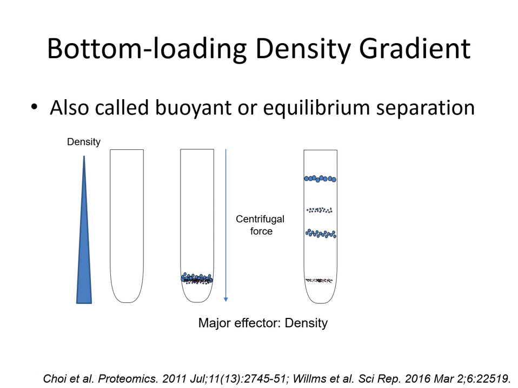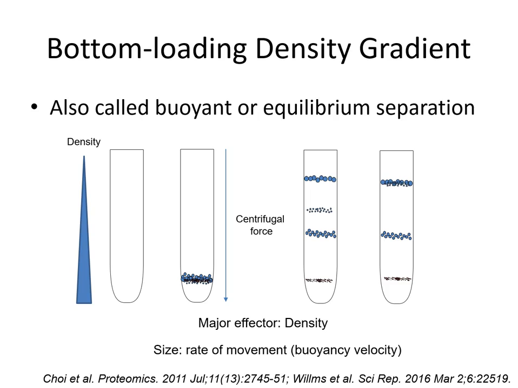In this density gradient, particles are separated solely by their density. Particle size only affects the rate at which particles move until their density is the same as the surrounding gradient medium. This rate of movement is also called buoyancy velocity. Therefore, sufficient time is required to get the correct density of particles in this method.